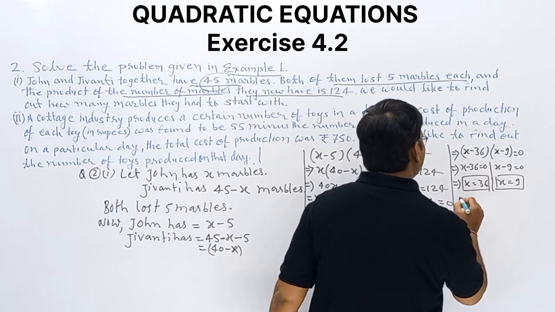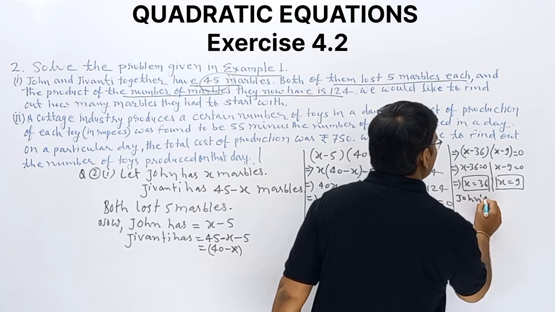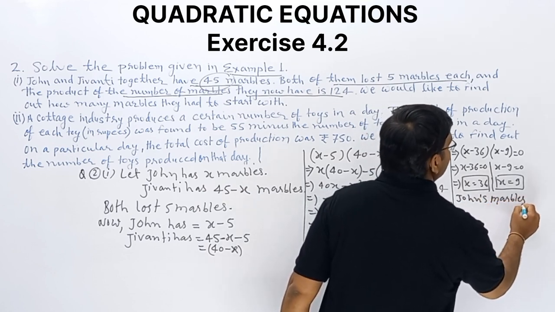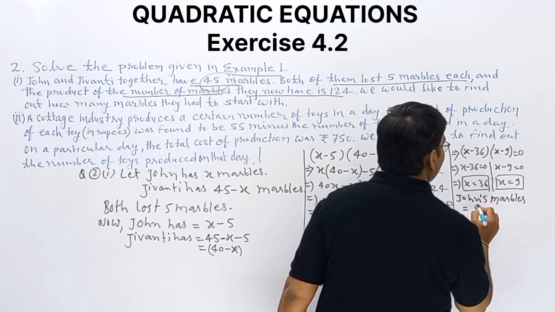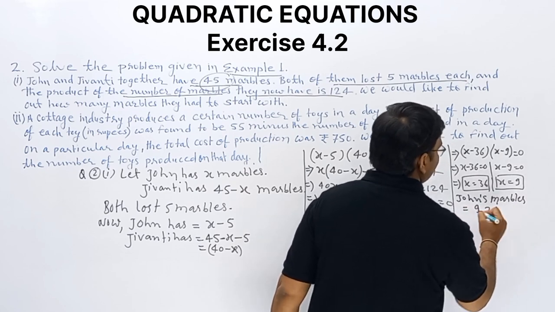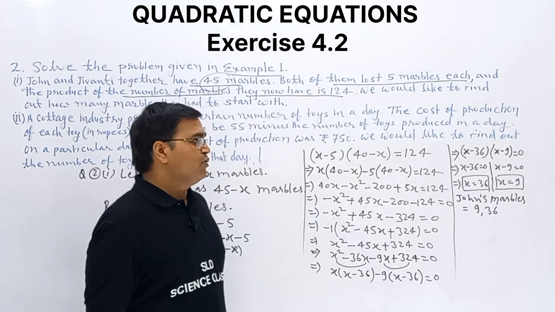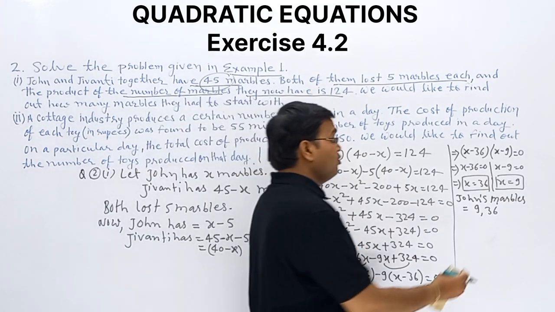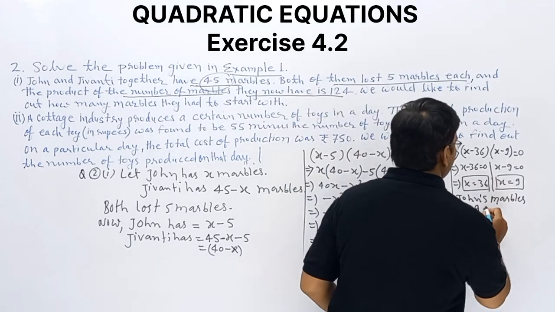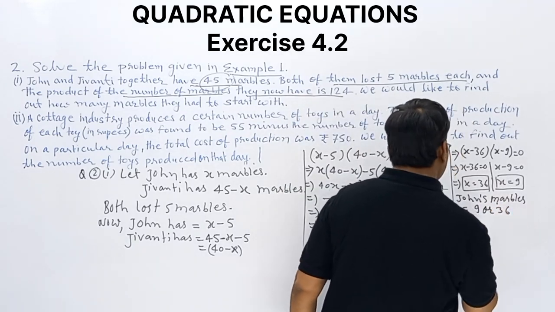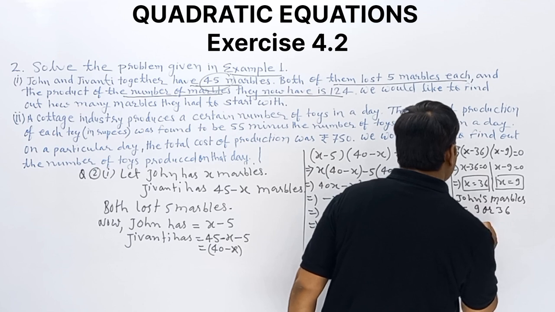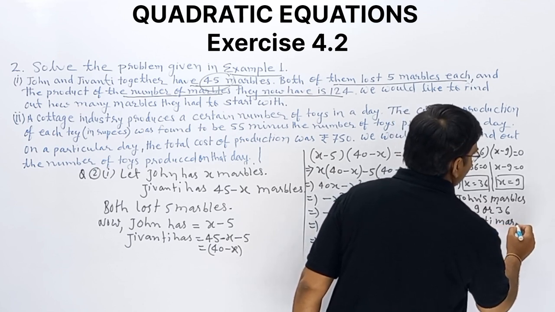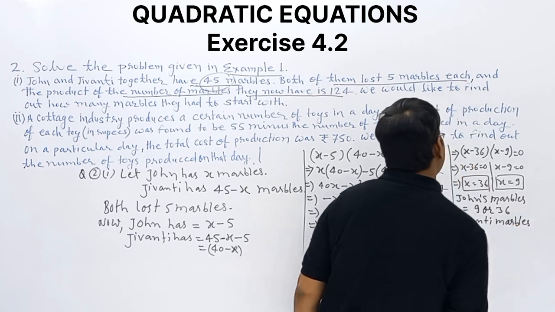John's marbles, directly I am writing, John's marbles equal to 9 or 36. John's marbles are what? 9 or 36, not 2, 9 or 36. Then Jeet's marbles, Jeet's marbles will be what?